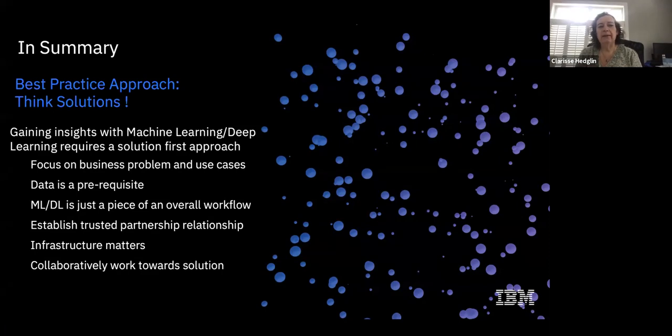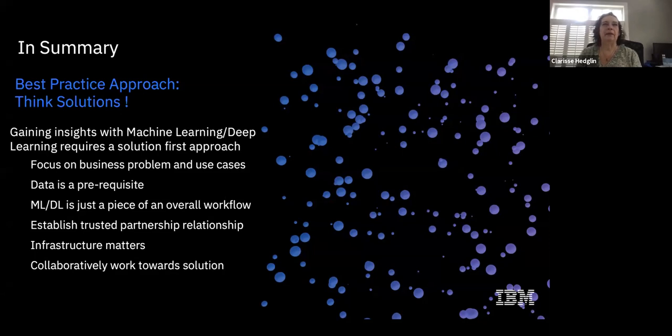So in summary, with the enterprise and applying AI to the enterprise, the best practice that we can advise is to think in terms of solutions, think in terms of workflows and end-to-end. So to get the most out of your AI and machine learning, deep learning models, you want to focus on the business problem and the use case. So are you able to articulate the use case and the problem you're trying to solve?